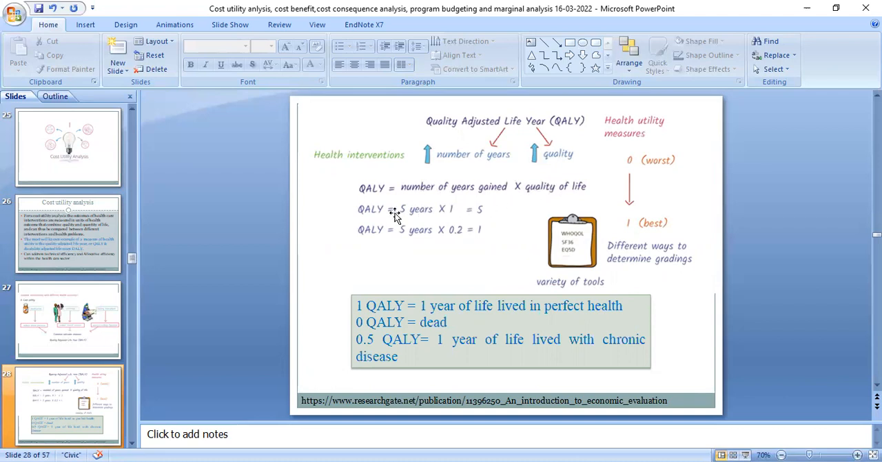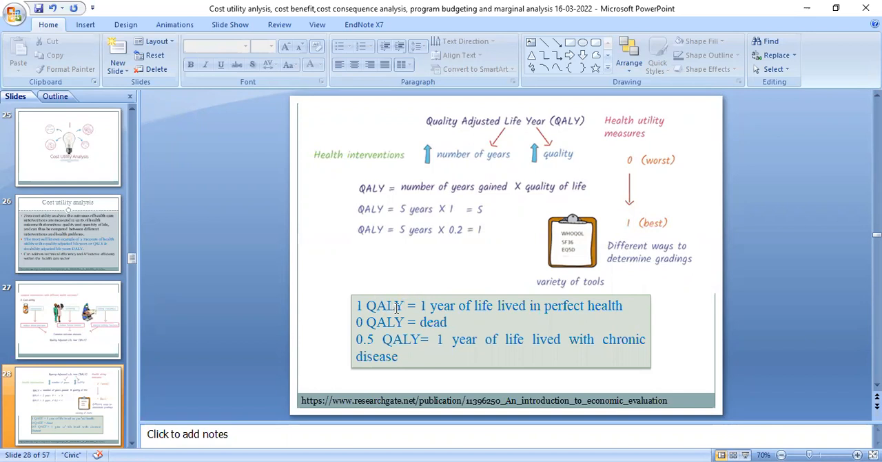For example, if due to an intervention, someone has got 5 years of extra life and a good quality of life, then his QALY will be five. While if with some intervention, the life years gained are five years, while the quality of life is less, that is 0.2, then the QALY will be one. Quality of life is numbered from 0 to 1. 0 is the worst, that is death, and 1 is the best health or quality of life.